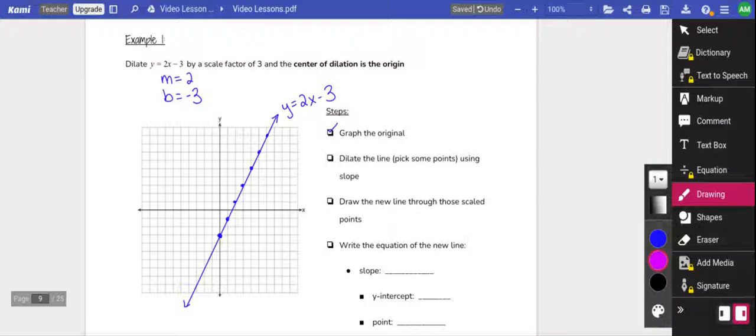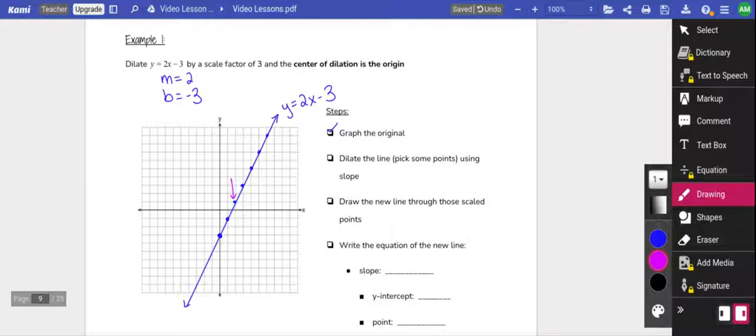going to use slope. So the first thing I'm going to do is I'm going to pick a point on my line. I'm going to start with this point right here, because when I dilate, I always go from the center of dilation to a point on my figure. So I'm going to start at my center of dilation, which is the origin. I'm going to count and see how I got to that point right there that I drew an arrow at.